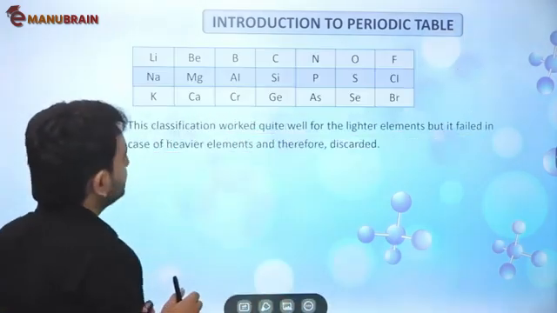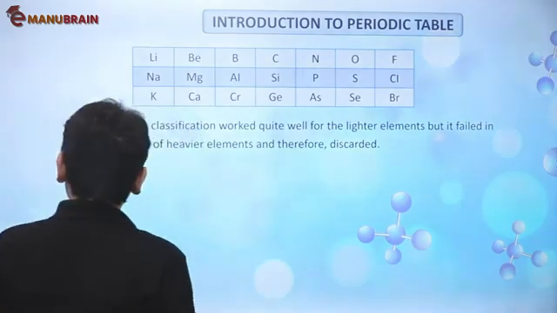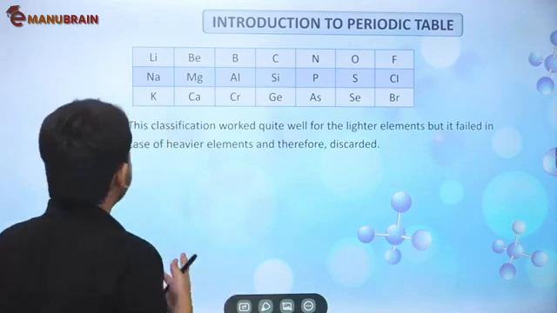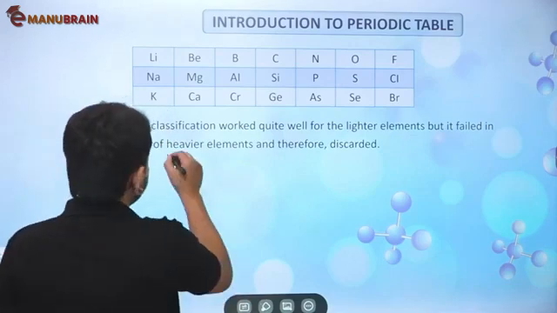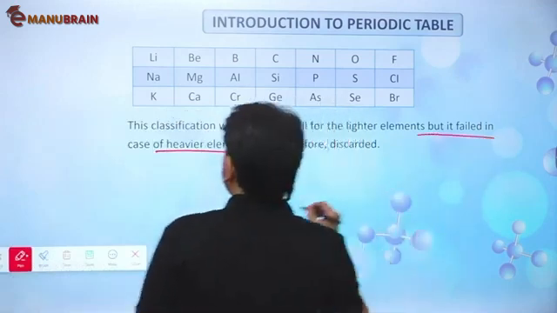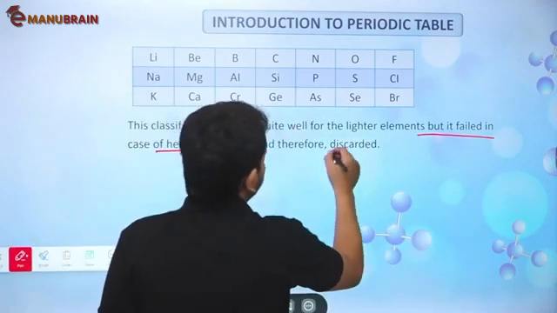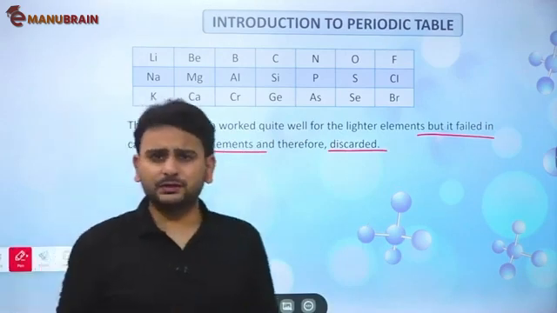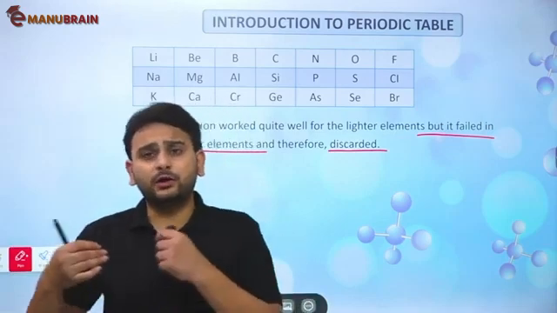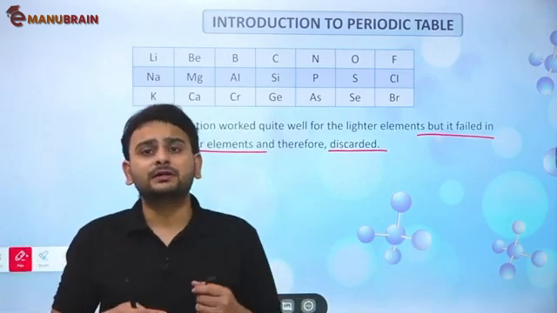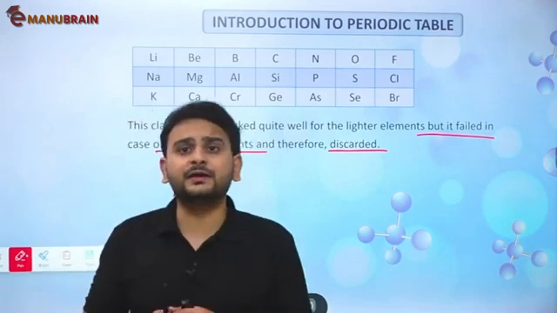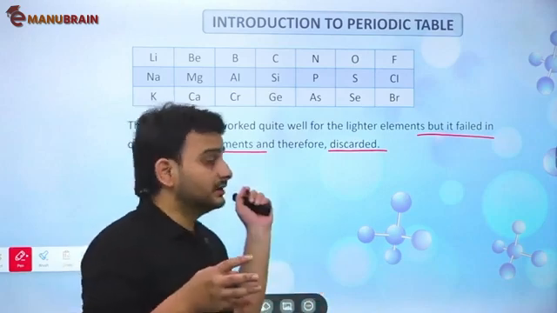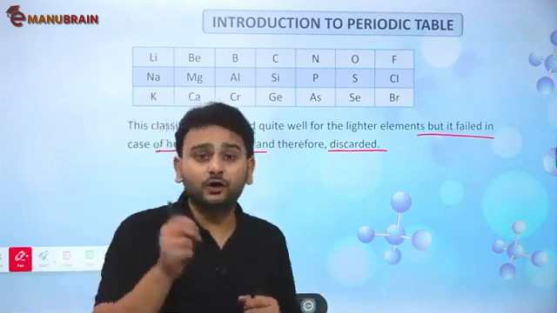But this classification worked well only in the case of lighter elements. There were a lot of anomalies when we tested Newlands' law for heavier elements. It failed in the case of heavier elements and therefore it was discarded. When we get to the modern periodic table, the transition elements and inner transition elements, a lot of the heavier elements didn't show the same trend which Newlands suggested in his law of octaves. I hope you've understood this, guys.